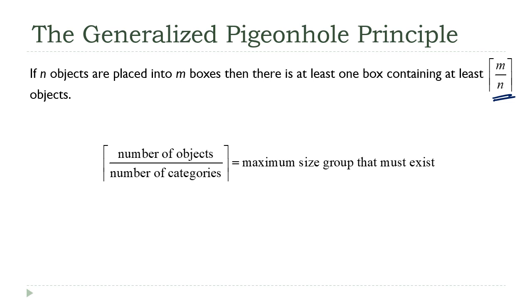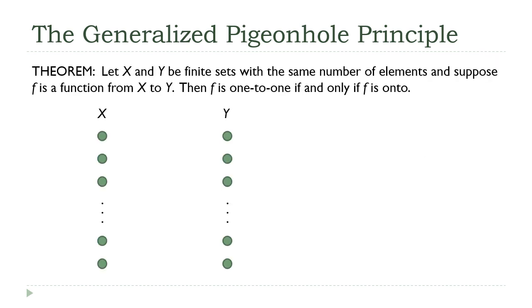And the way I think of this in my head, it's the number of objects that goes in the numerator, and the number of categories being sorted into goes in the denominator. So this is the statement that I want to prove. I want to start off by letting x and y be finite sets with the same number of elements. That's what I've illustrated over here in this little diagram. And I want to suppose that f is a function from x to y.